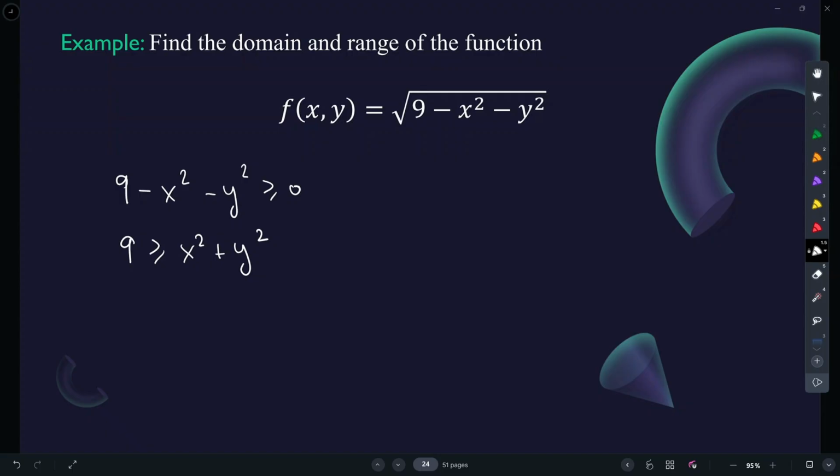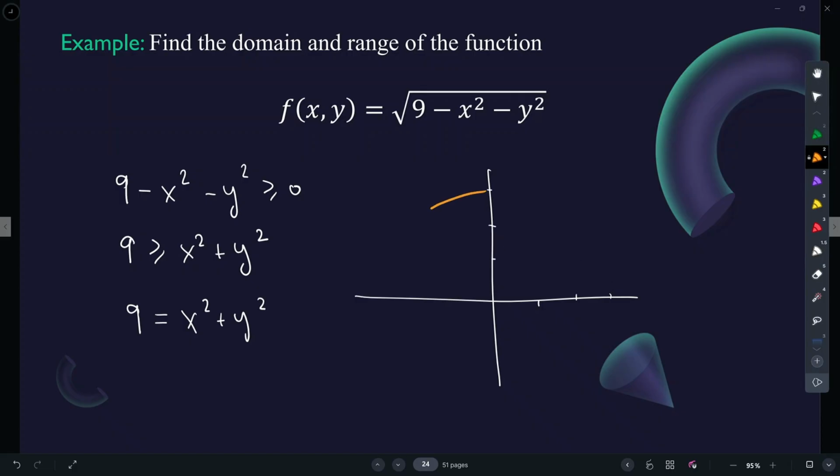Again, let's see what the actual boundary of this region is. It's 9 equals x squared plus y squared, which is a circle of radius 3. And it is okay on the boundary because when it's equal, I actually get 0. The square root of 0 is 0.